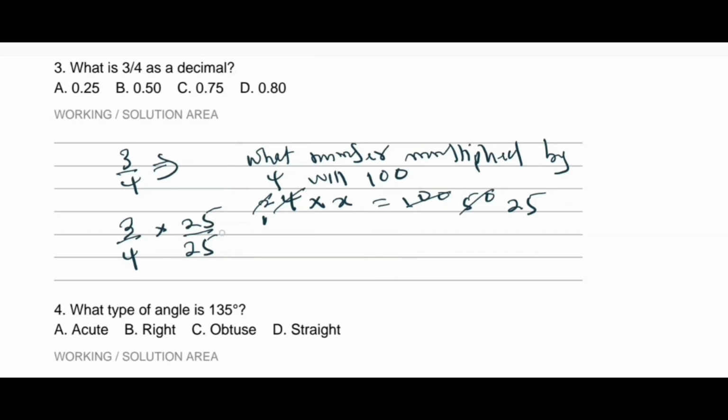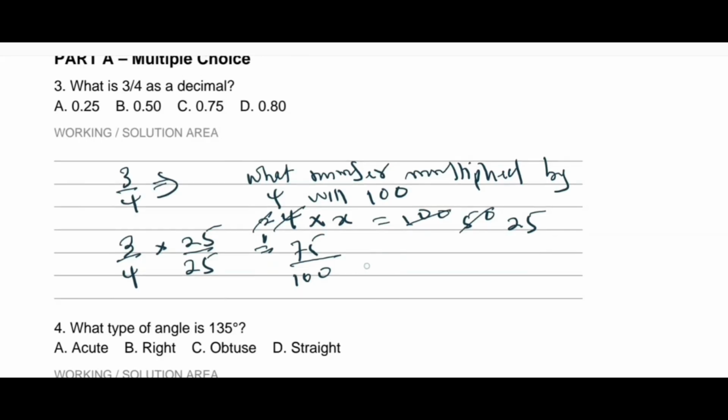So when you multiply 3 by 25, what do you get? 75. Good. So 3 times 25 is 75, and then 4 times 25 is what? 25 times 4 is 100. So now we have 75 over 100. Now, how do we turn 75 over 100 into a decimal?